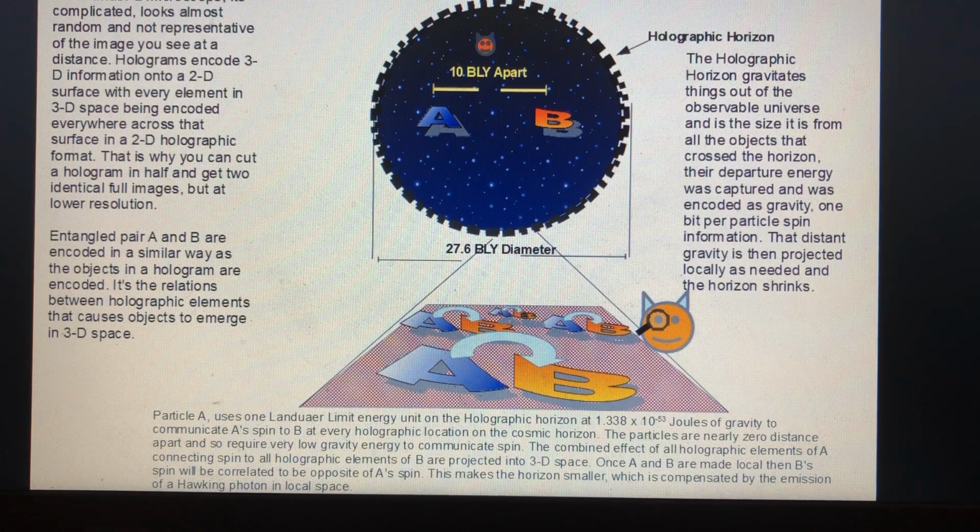Entangled pair A and B are encoded in a similar way as the objects in a hologram are encoded. It's the relations between holographic elements that causes objects to emerge in 3D space. The holographic horizon gravitates things out of the observable universe, and it's the size it is from all the objects that have crossed the horizon and left their departure energy. It was captured on that horizon and coded as gravity bits, 1 bit per particle spin information. That distant gravity is then projected locally as needed, which causes the cosmic horizon to shrink.